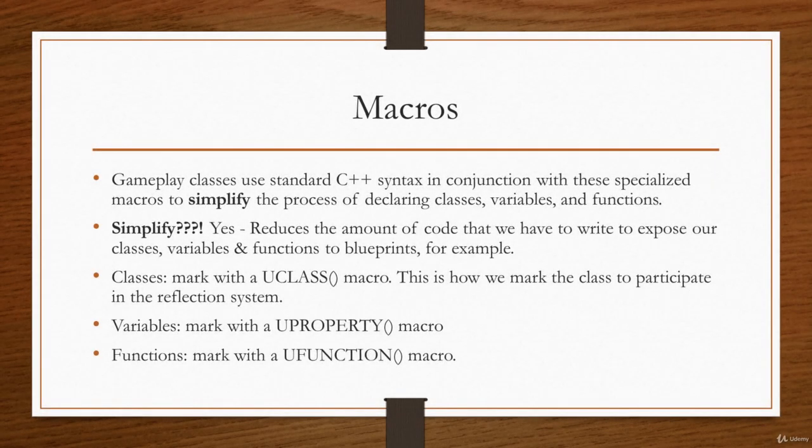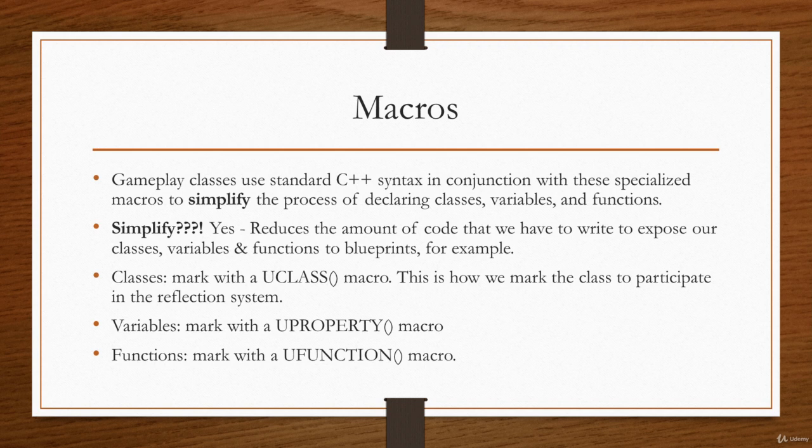Now, gameplay classes use standard C++ code in conjunction with these specialized macros to simplify the process of declaring classes, variables, and functions. So you might think, well, how does this simplify stuff when I have all of these macros? It kind of seems like extra work that I have to do. I don't really want to be dealing with these macros. I just want to write my game-specific code.